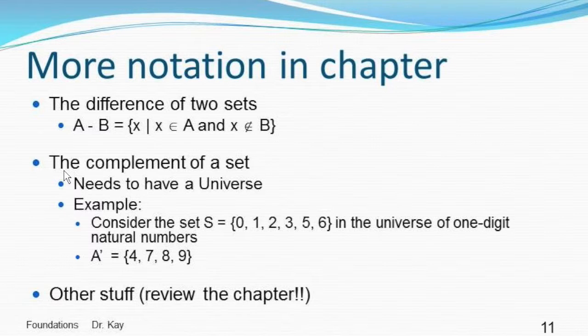We also have the complement of a set. So when you talk about the complement of a set, you need to have a universe. You need to talk about what is the world in which I'm going to figure out the complement? Because the complement is, of course, everything that's not in the set. So, for example, if we think about the set S, which has these elements in it, in the universe of all one-digit natural numbers, then the complement of the set, and I'm writing the complement using a prime symbol because that's what your book does, A prime, the complement of A, is all those one-digit natural numbers that don't exist in here.